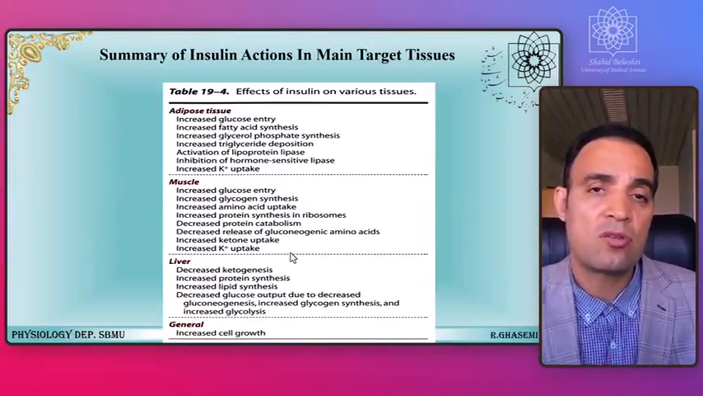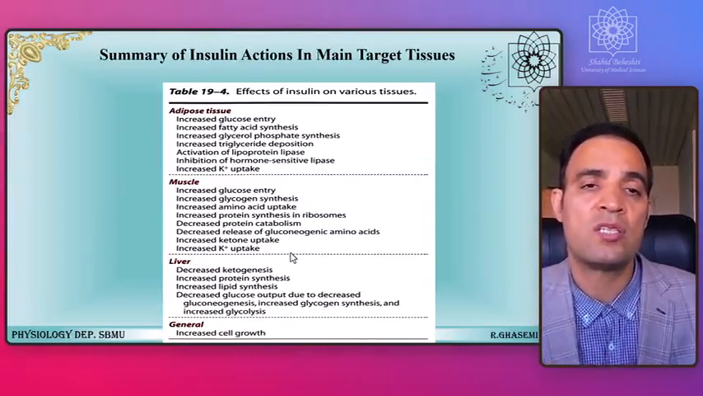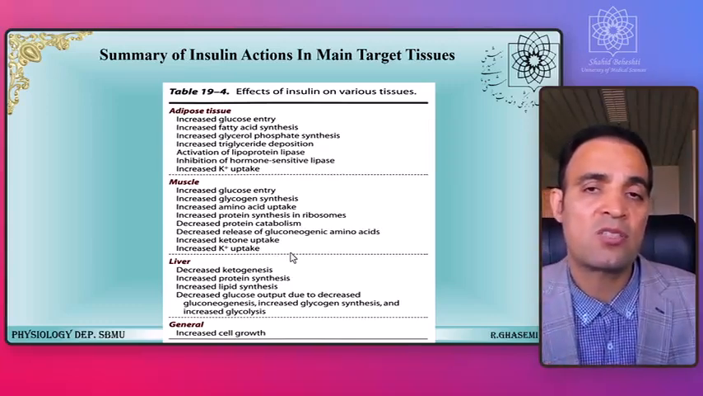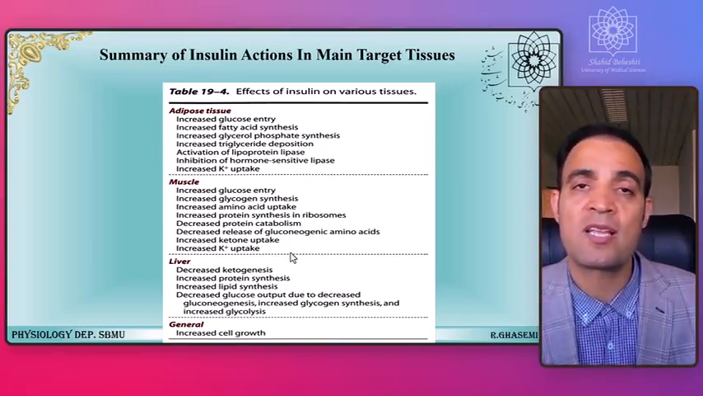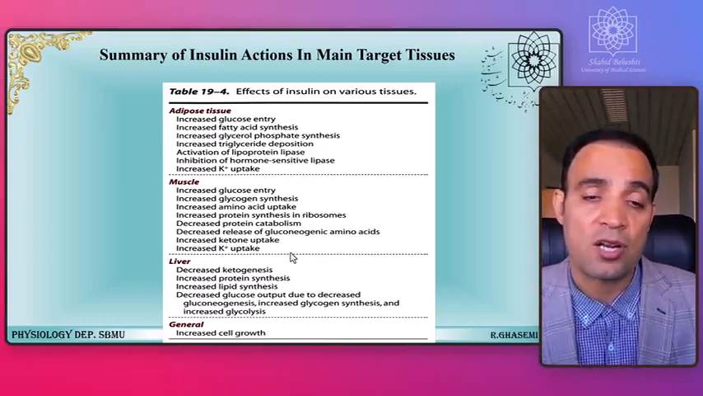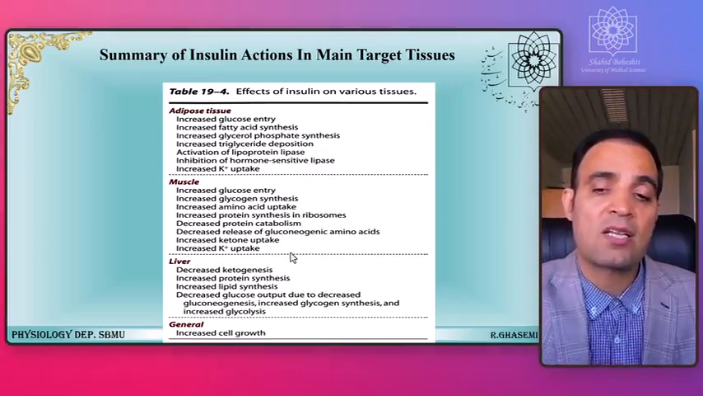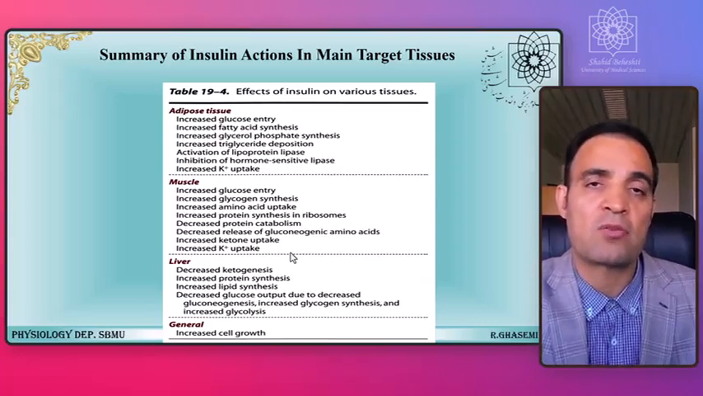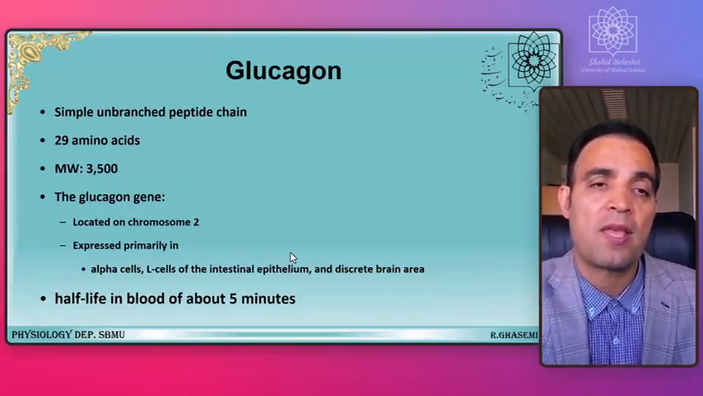This table shows you the summary of the results that I told you in various tissues such as adipose tissue, muscle, liver, and in general. Please read these items that I told you before, and I am not going to repeat them.